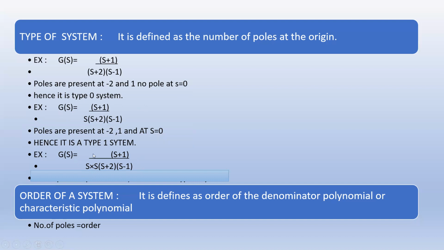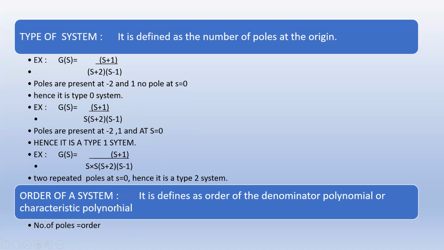In the third example, we have two poles at origin. We see s square, and s square can be written as s into s. So this s into s leads us to two poles at s equal to 0. Thereby the type of the system is a type 2 system. So this is how we can determine the type of the system.